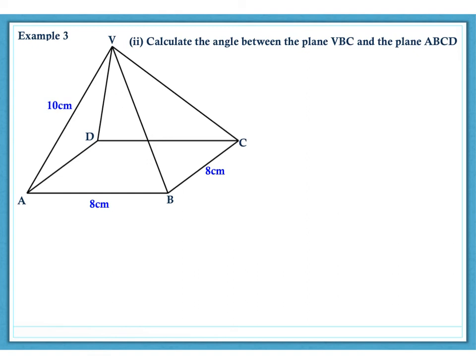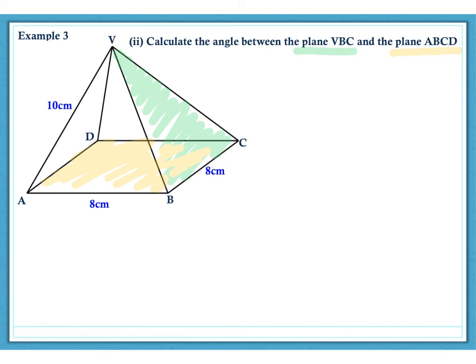Now for part 2 of this question. Calculate the angle between the plane VBC and the plane ABCD, so the angle between two planes. Let's shade in these planes. So VBC is this triangular face here. ABCD is the base of the square base pyramid.